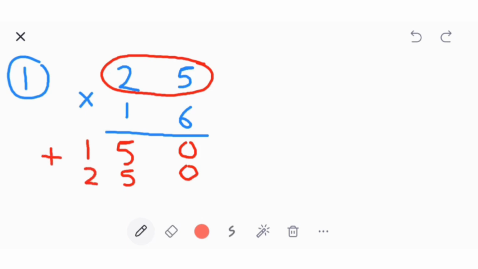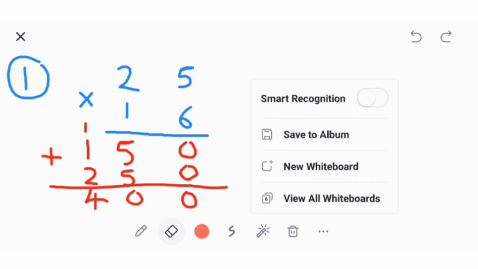When you add it, 0 plus 0 is 0. 5 plus 5 is 10. Write down 0, put 1 here. This 1 that I put here, plus 1, you have 2. Plus 2, you have 4. So the answer is 400. Let's look at the next one.